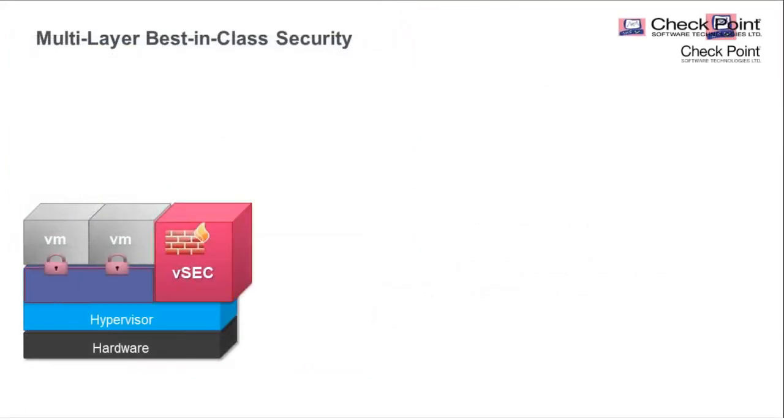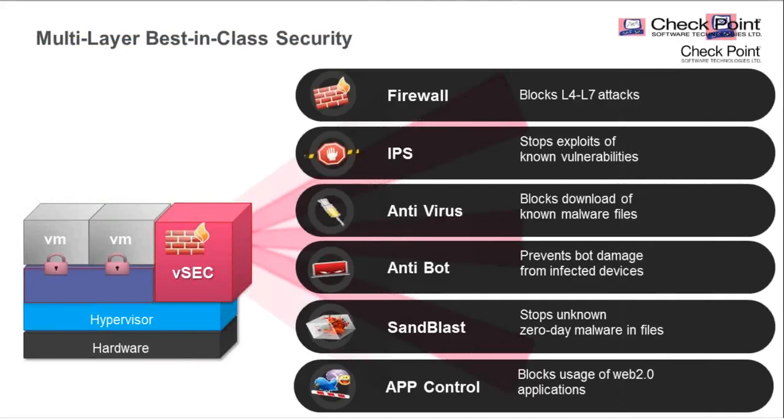Okay, so the VSEC gateway sits within the hypervisor, and with it, we can leverage the software blades we use today within our physical gateways. For example, firewall, and we can leverage the IPS software blade, which helps organizations stop exploits of known vulnerabilities. That's particularly useful when we're waiting on patching or remediating a system. Antivirus helps organizations block malicious files that have inadvertently been downloaded by users when they're web browsing or received via the email channel. Antibot prevents bot damage from infected devices.